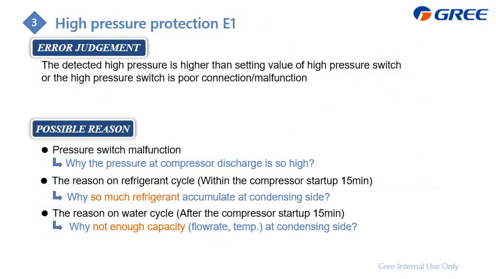Next, we'll go to the high pressure protection E1, and here is the error judgment. That means we get the signal from the high pressure switch. It is higher than the preset value, then we trigger this error. Or this high pressure switch has a poor connection or malfunction.